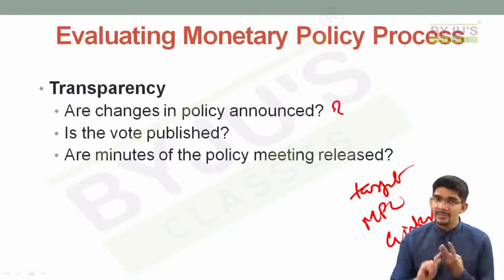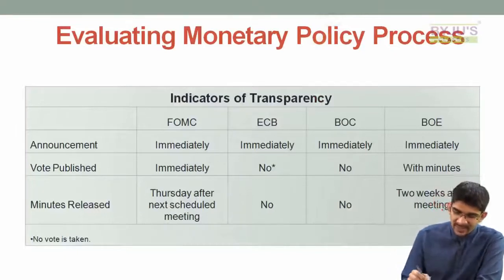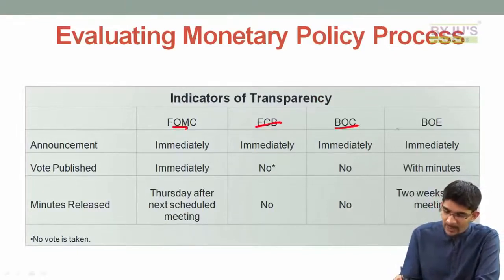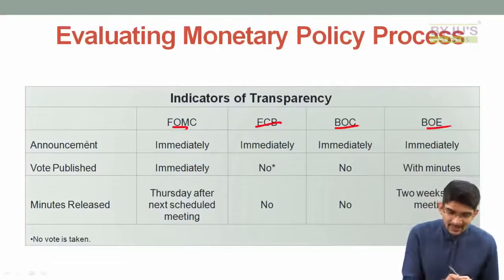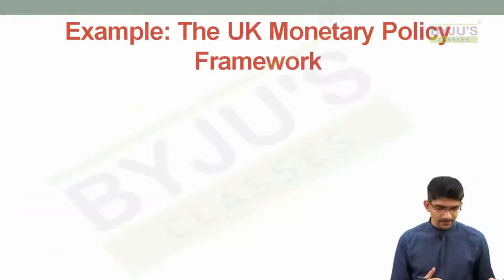Transparency, accountability, independence. Now let's look at the indicators of transparency in these various places: FOMC, ECB, BOC, BOE, etc. The table is there. Please have a look at the table to understand this purely for data purposes.